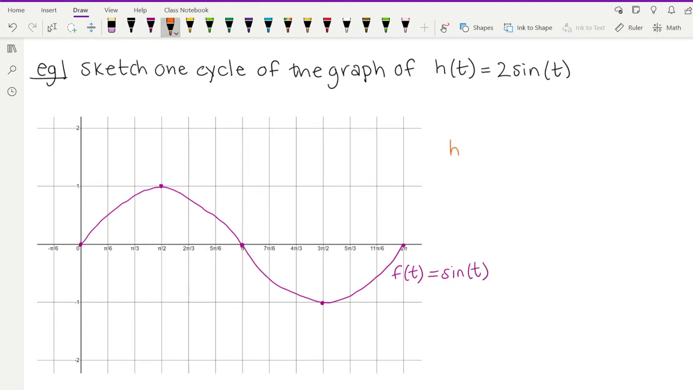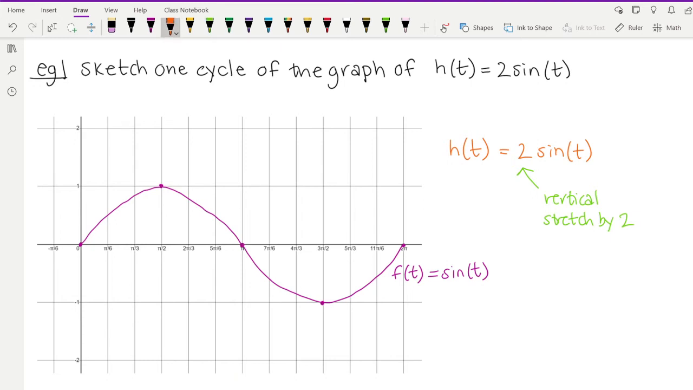So h of t is equal to 2 times sine of t. That's a transformation of sine of t. And what kind of change is going on here? Well, we're multiplying the whole function by 2. Multiplication, we know, corresponds to a stretch or compression. And in this case, it is a vertical stretch. And as we mentioned earlier, vertical stretches work the way you'd expect. So multiplying by 2 stretches the graph by 2.